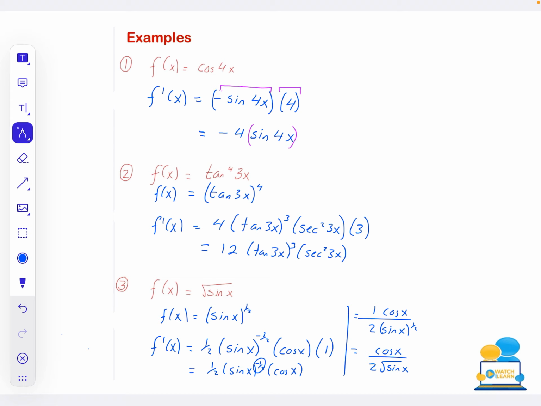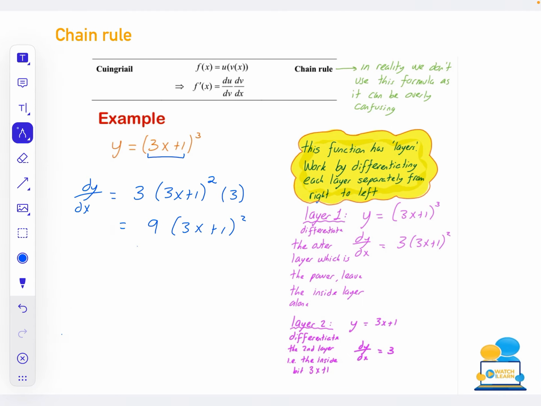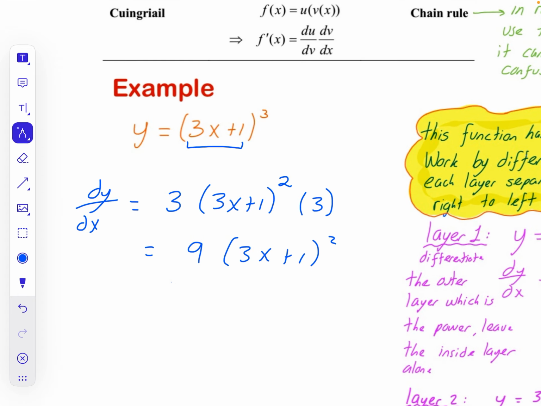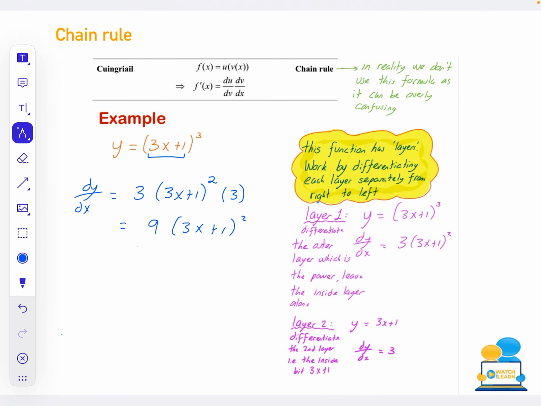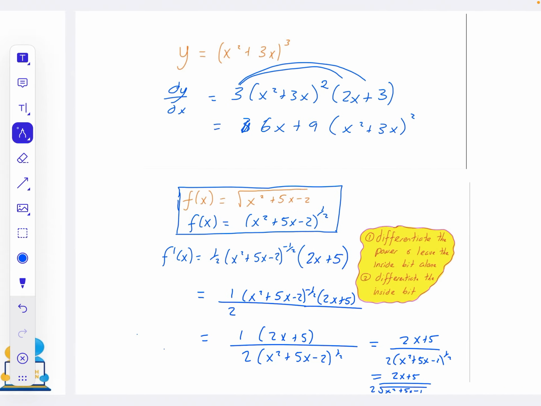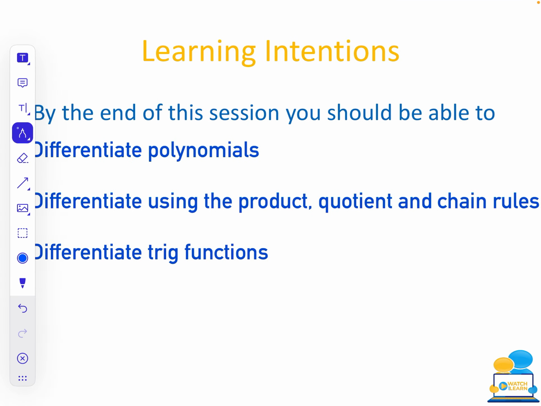Okay, so they are examples with the chain rule and trig functions. As I said, the chain rule is given to you in your formula book, but I think it's much easier if you just talk yourself through it. So do the outside bit, do the power, leave the inside bit alone, then do the trig function, leave the angle alone, and then do the angle. That's how I would talk through it. The same goes for the normal chain rule questions without the trig: do the power, leave the inside bit alone, and then do the inside bit.